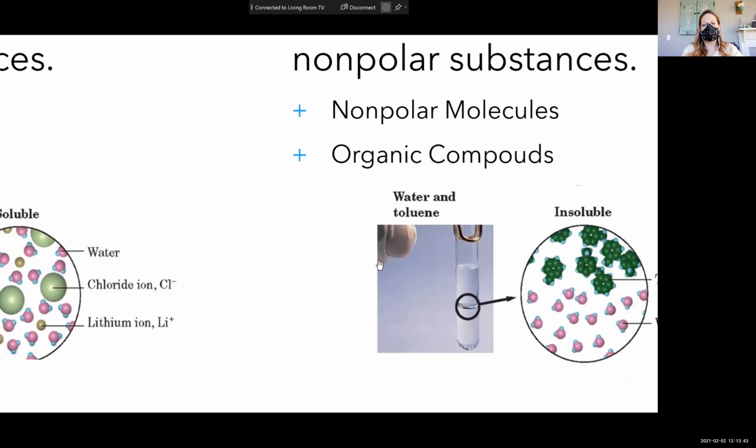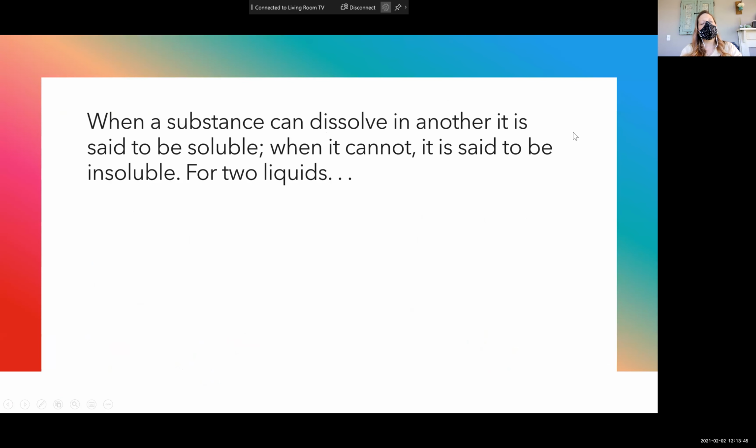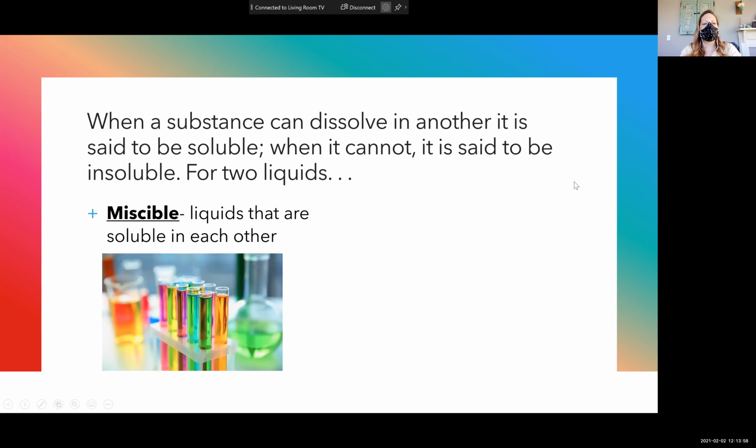So the next question on your list: when a substance can dissolve in another, it is said to be soluble. When it cannot, it's said to be insoluble. So for two liquids, what do we have? Miscible. What does miscible mean? Dissolvable in each other, right?